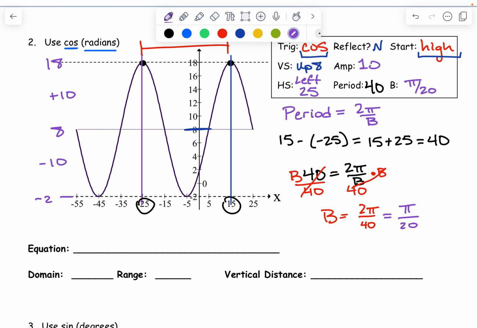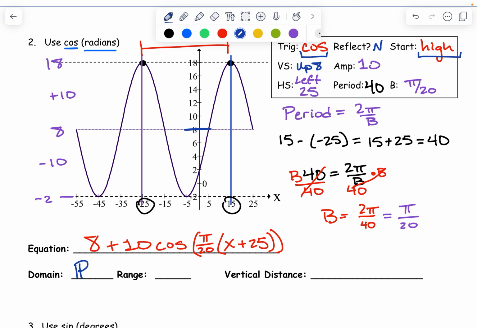It hasn't been reflected, but it has been vertically shifted. So we're going to write 8 plus 10 cosine. B value is pi over 20. This is radians, so we're going to say x. We move to the left, so we're going to say plus 25. Close our parentheses. There's our equation.